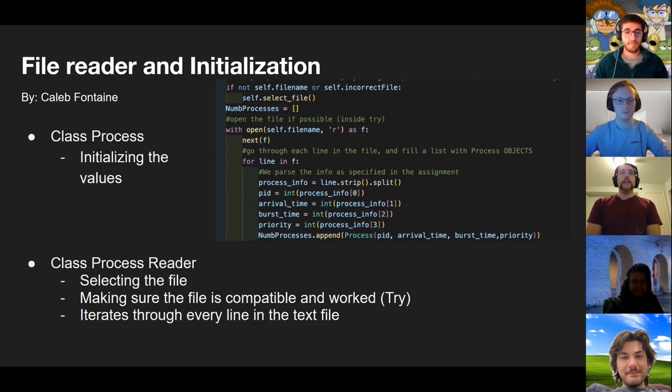For the file reader and the initialization, we went with creating two classes. One is for the process, to be able to initialize every single value, such as the process ID, the burst time, the arrival time, etc. For the class process reader, we made it select the file, make sure the file was compatible with the try clause, and make sure the file was able to be opened and had the same format as in the little picture that we saw in the previous slides. We made it iterate through every line so it can detect the number of processes, and that way we can iterate through them and run the proper algorithm with it.